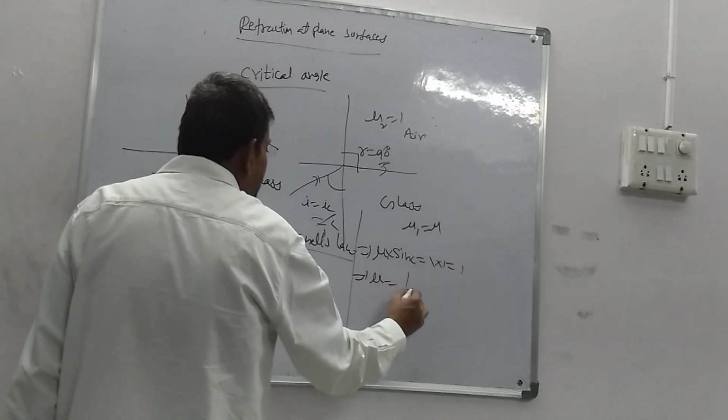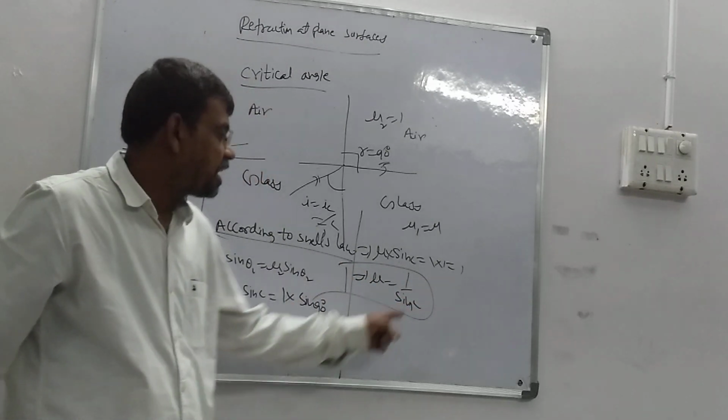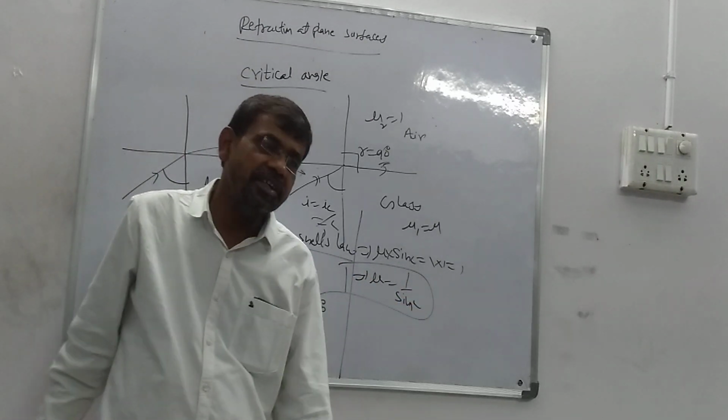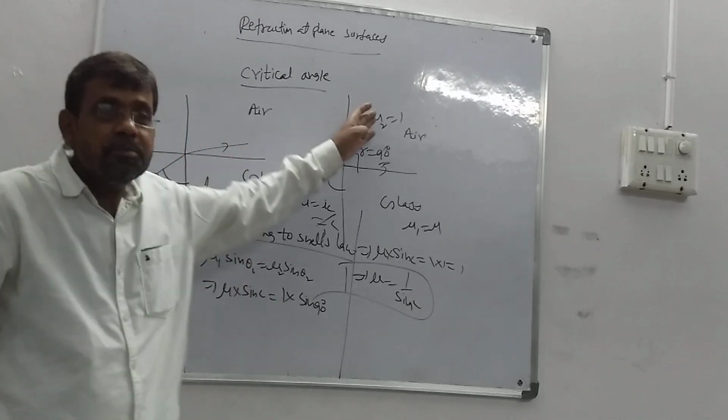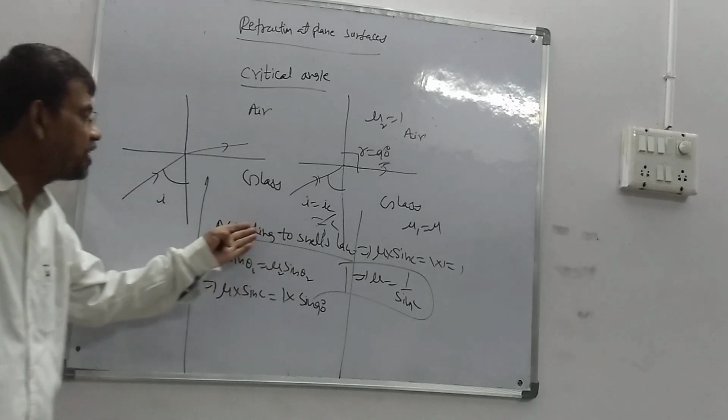Now what about mu? Mu equals 1 by sin c. This is the relation between critical angle and refractive index of the medium. In this case, the rarer medium must be air. Then only this value came. Otherwise, again you apply Snell's law.